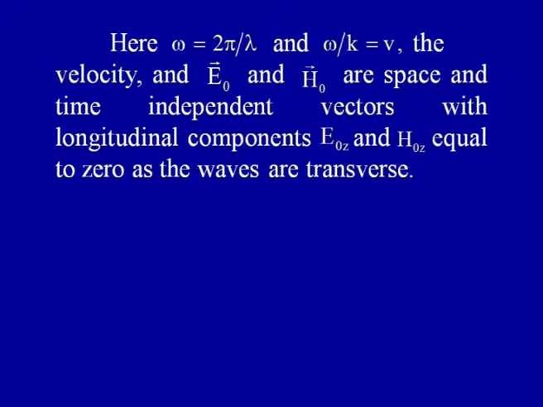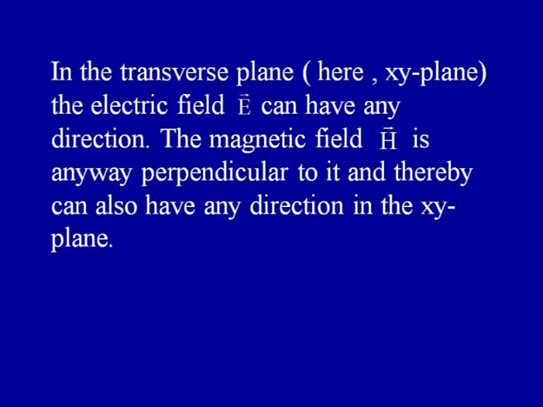Here k is equal to 2π by λ, and ω by k is equal to v, the velocity, and E₀ and H₀ are space and time independent vectors with longitudinal components E₀z and H₀z equal to 0 as the waves are transverse. In the transverse plane, which is the xy plane here, the electric field E can have any direction remaining within the xy plane. The magnetic field H is anyway perpendicular to it, as we have seen, and thereby can also have any direction in the xy plane.